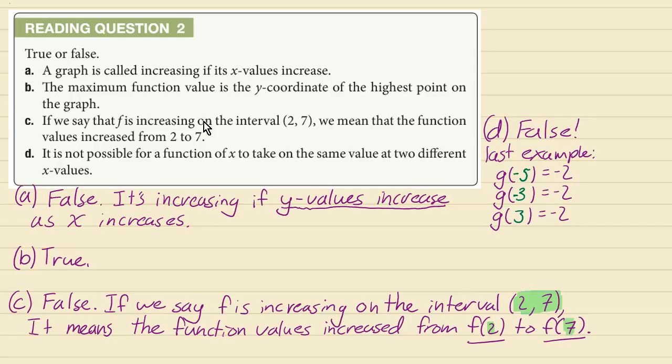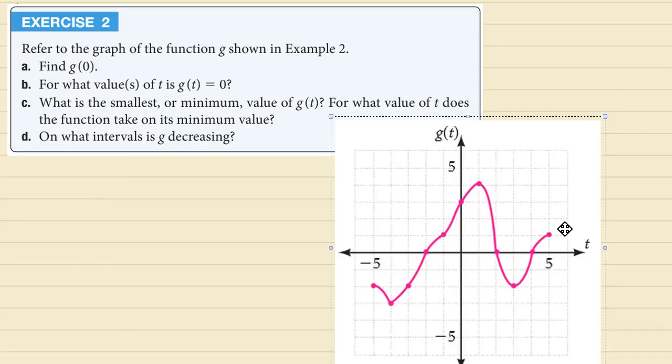So for C, it is not possible for a function of x to take on the same value. That means a function taking on the value means you're talking about y, or the output, at two different x values. So we had a counter example of this in the last one. With that graph of that function, we had 3 different values of t that give you the same function value of -2.